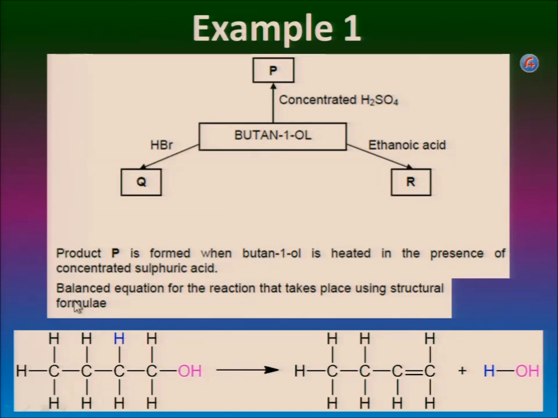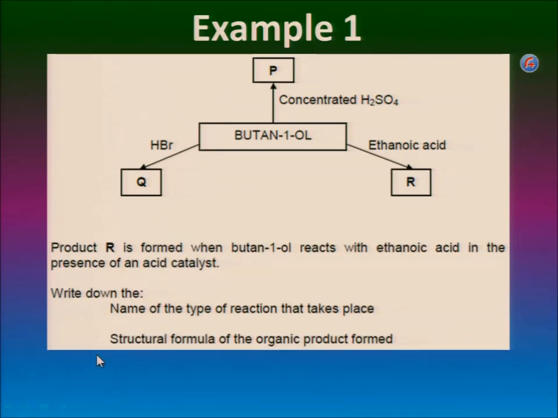Now they ask you, give a balanced equation for the reaction that takes place using structural formulae. So for the formation of P, here you have butan-1-ol, and now it's elimination. So you have to eliminate the hydroxy group, and you have to eliminate a hydrogen from the carbon next to it to form a double bond between the first carbon and the second carbon. And you are eliminating water.